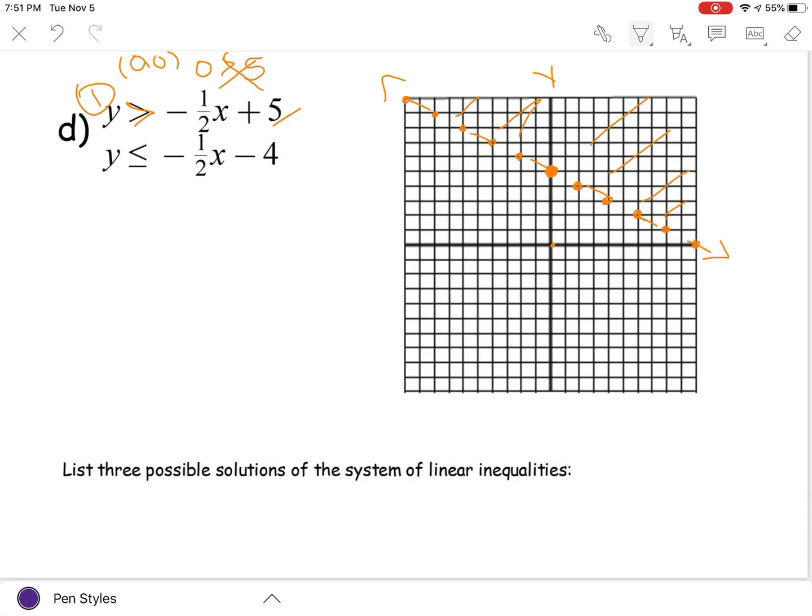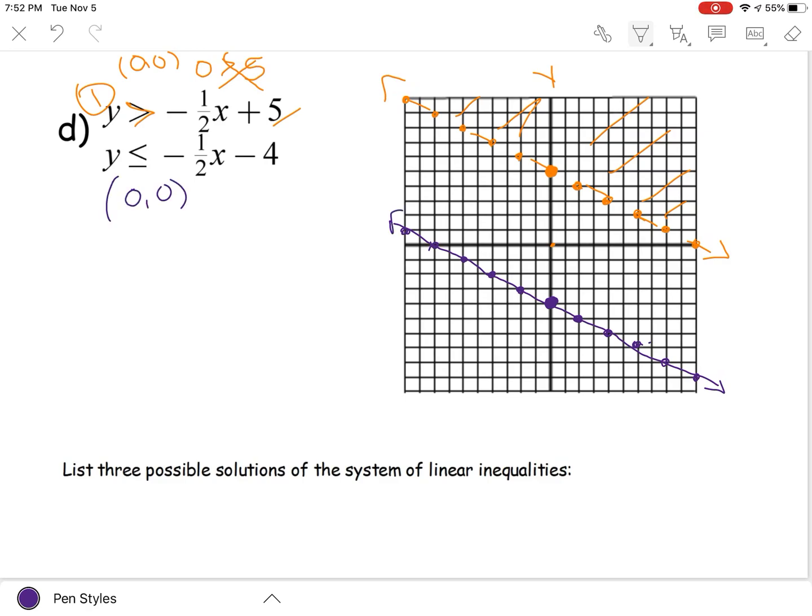Then, now that we're done with that line, we'll go and we'll do the second line. y is less than or equal to negative 1/2 x minus 4. Well, here's our negative 4 on our y-axis. Slope is still negative 1/2, so we're still going to go down 1 and over 2. Down 1 and over 2. And then to fill in the back half, we'd go up 1 and left 2. It's equal to, so we are actually going to connect all of our points.